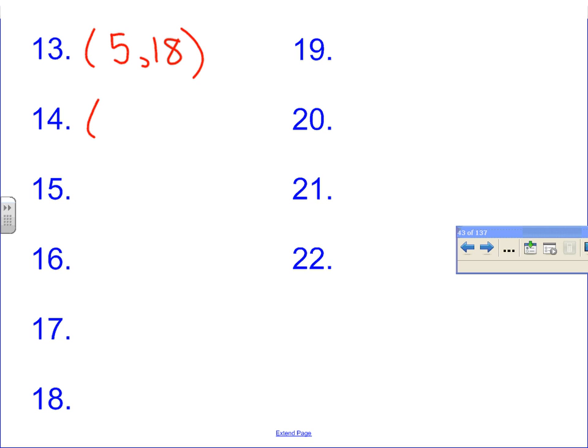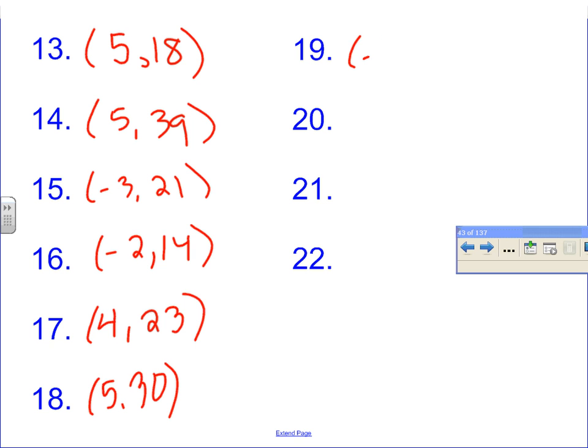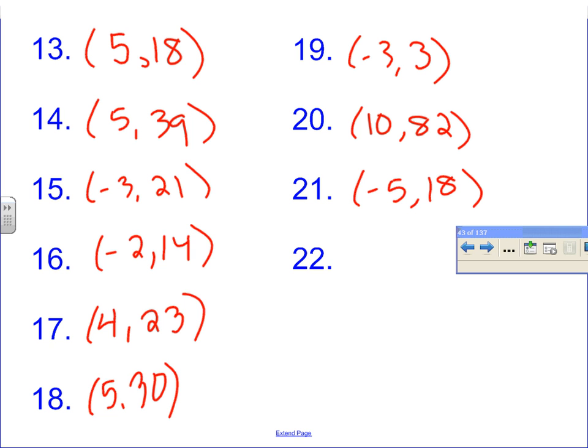Mamta, number 14. Good. 5, 39. 15 should be -3, 21. 16 should be -2, 14. 17 should be 4, 23. 18 should be 5, 30. 19 should be -3, 3. 20 should be 10, 82. 21 should be -5, 18. And 22 should be 10 and 31.9.